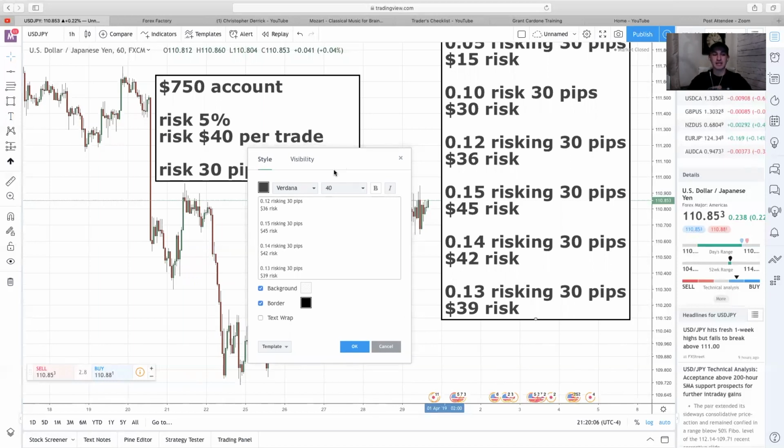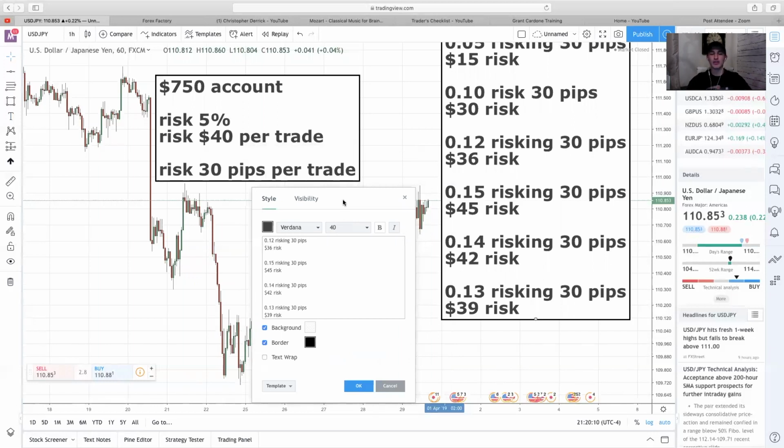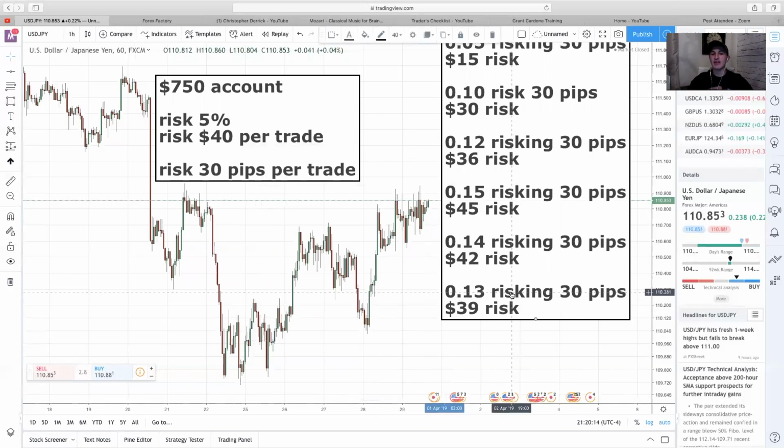So what we just figured out is that if I have a $750 account size, I'm willing to risk 5%, which is about $40, and I'm risking 30 pips on this trade, then a 13-cent lot size would be right at the $40 of risk that I was willing to take.